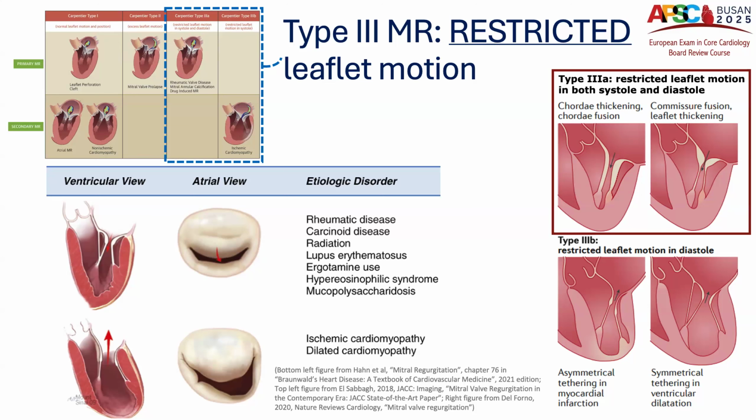The aforementioned entities all have thickening, retraction, and rigidity of leaflets and attached chordae, thus restricting both systolic and diastolic leaflet motion. Type 3B MR is restriction in leaflet closure, so the restricted leaflet motion occurs in systole only and is considered a secondary MR. It results from conditions which lead to displacement of the papillary muscles away from the mitral annulus and systolic tethering of the mitral leaflets transferred through tense chordae tendineae, which can be seen in ischemic cardiomyopathy or dilated cardiomyopathy. Note that type 3B MR has intact leaflets, just like type 1 MR, except in the cases of leaflet perforation and cleft.